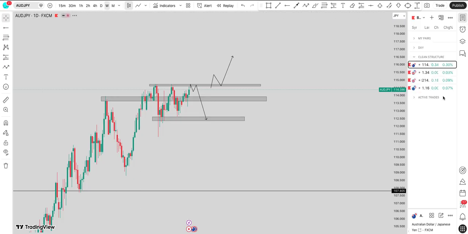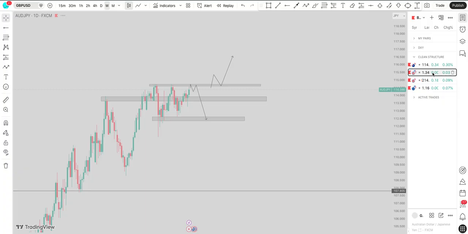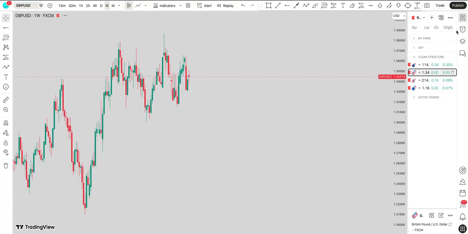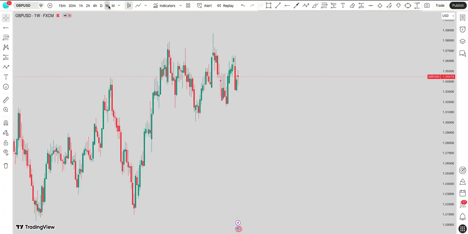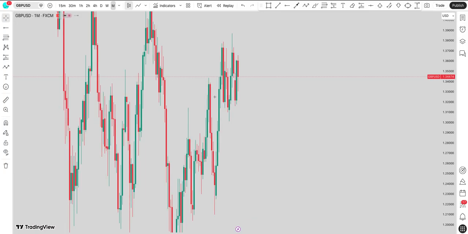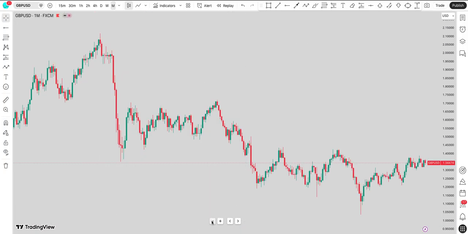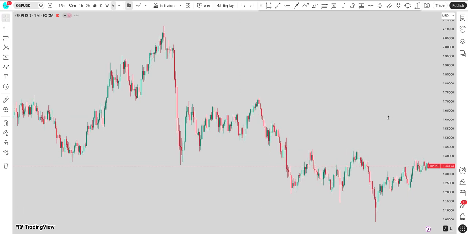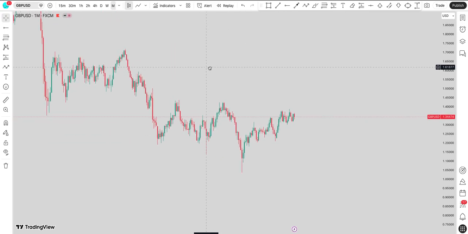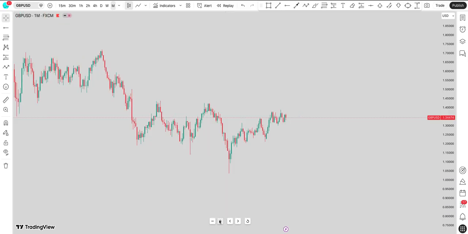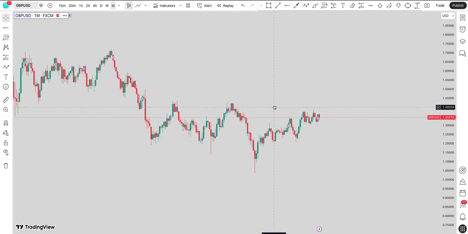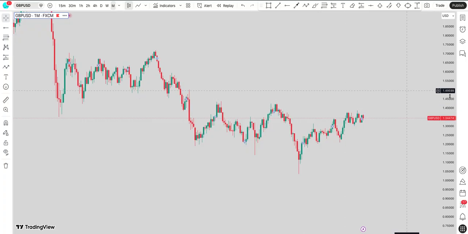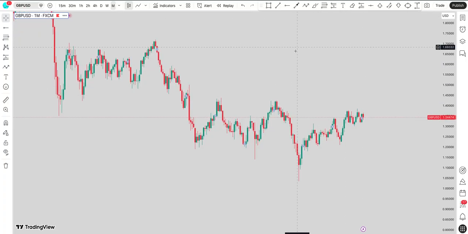So let's go over to GBP USD. On GBP USD, we'll go back to our overall trend to see what the market is actually doing. On our overall trend, we can clearly see that this is a bearish market. GBP USD is a bearish market.